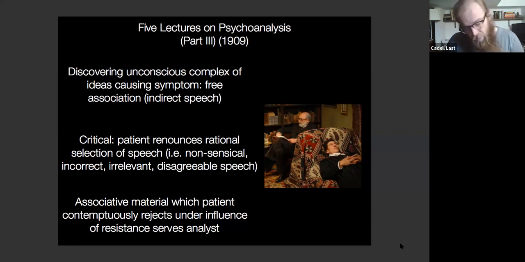So this is a paradox here of how the analyst works in some sense. And the associative material, here he says, which the patient, quote unquote, contemptuously rejects under the influence of resistance, serves the analyst. So basically saying things which, again, are extremely disagreeable to the patient's identity. This is what makes psychoanalysis so difficult.